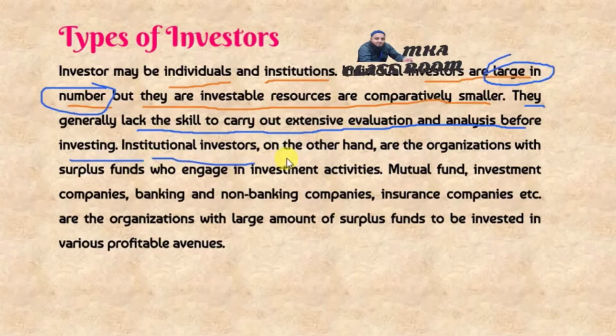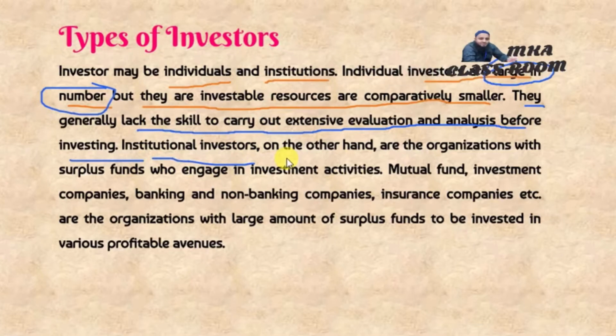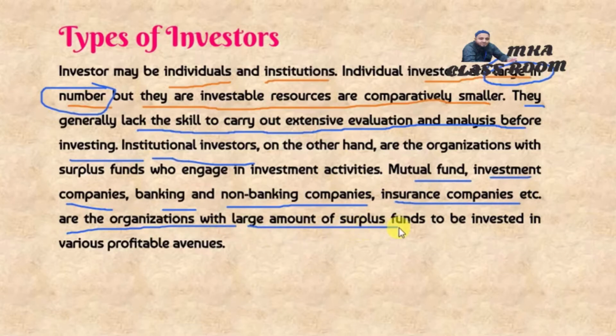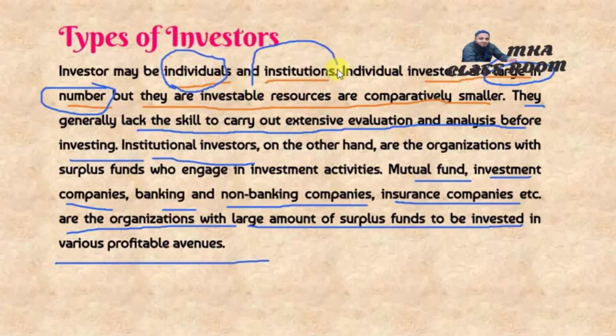Institutional investors, on the other hand, are organizations with surplus funds who engage in investment activities: mutual funds, investment companies, banking and non-banking companies, insurance companies, etc. They are organizations with a large amount of surplus funds to be invested in various profitable avenues. So here we discussed the two types of investors, institutional and individual.